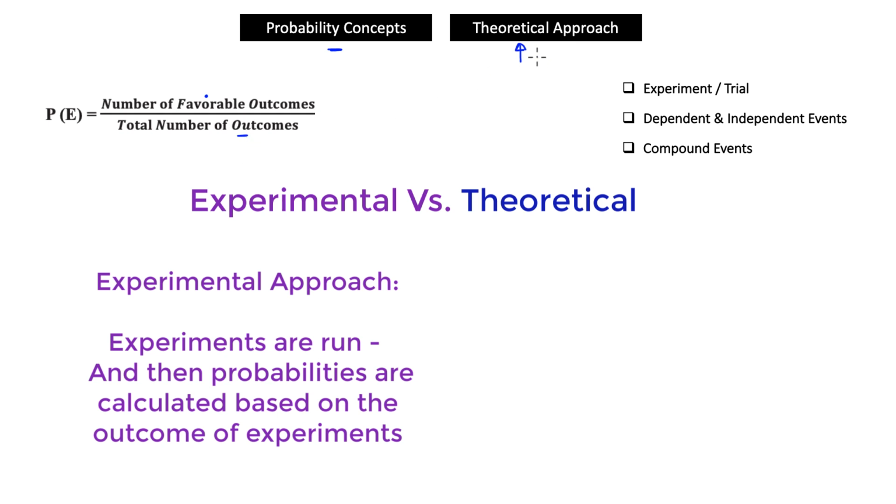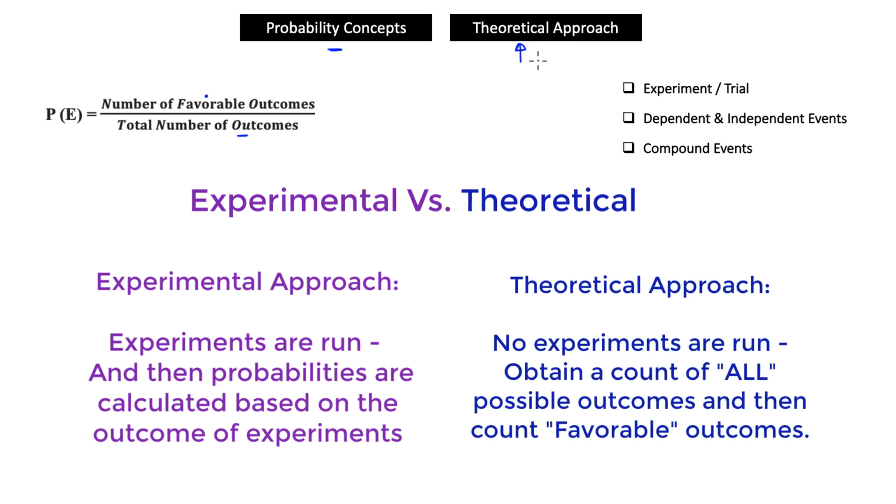And in the theoretical approach, we don't actually run an experiment because of time and money constraints or whatever you can call it. In the theoretical approach, what we do is we calculate what could be my entire space of outcomes using some advanced techniques, and then we can calculate our number of favorable outcomes. And once you have those two numbers, you can easily get to your probability, right? Just by simply dividing favorable versus total number of outcomes.